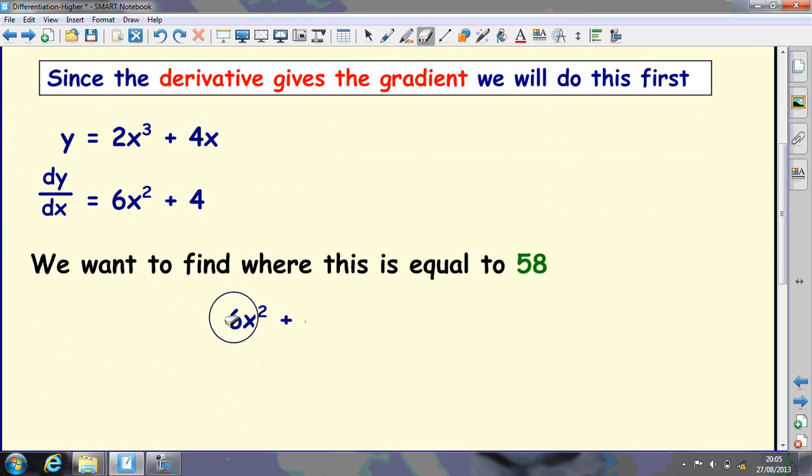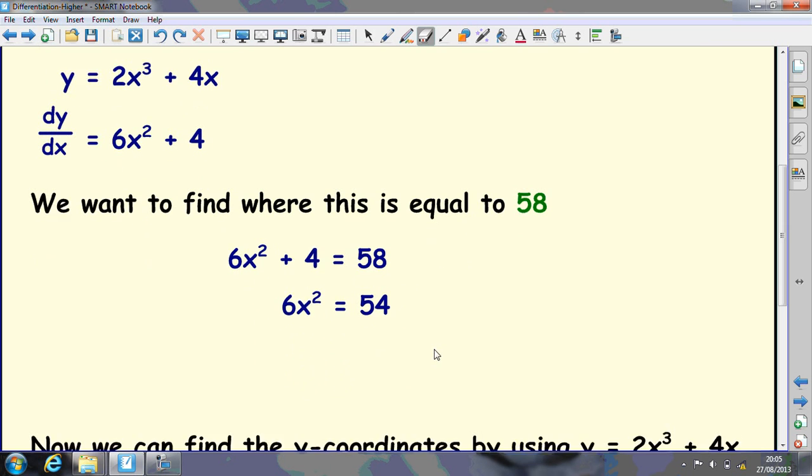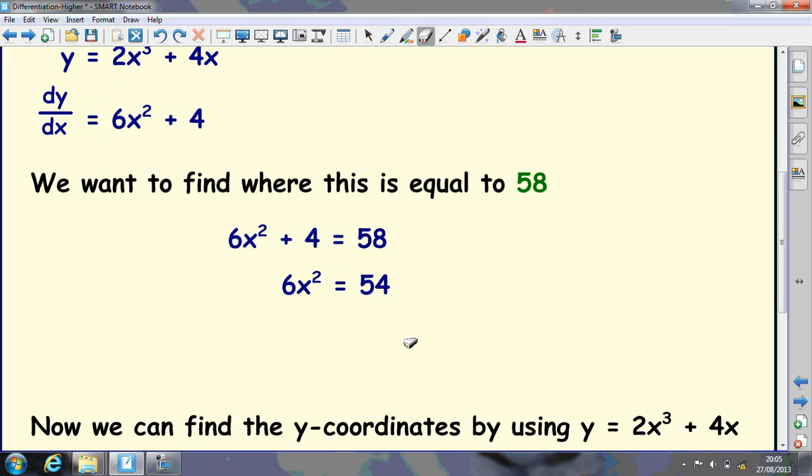So we set up an equation, 6x squared plus 4 is equal to 58. Subtract 4 from each side and you get 6x squared is equal to 54. Divide by 6 and x squared is equal to 9. And square root to undo the x squared. But be careful when you square root like this, there is two answers. 3 times 3 gives 9, but negative 3 times negative 3 also gives 9. So x is equal to plus or negative 3.